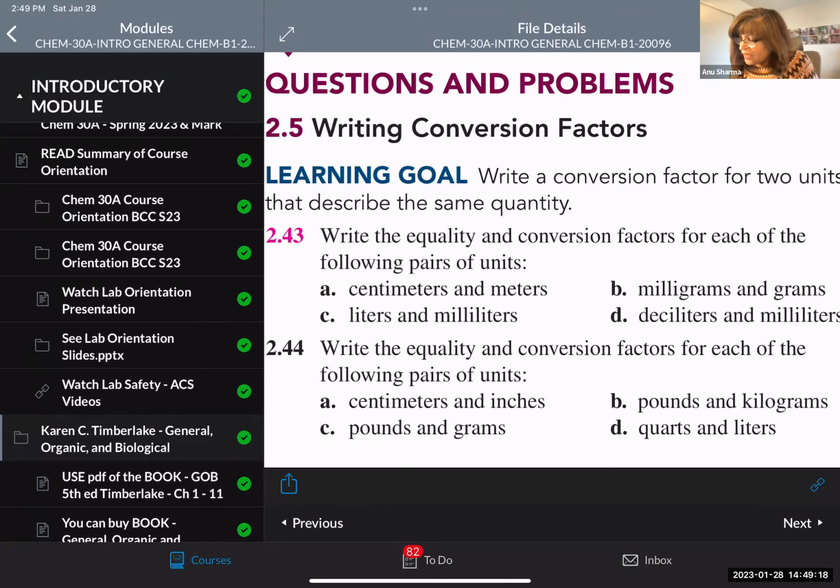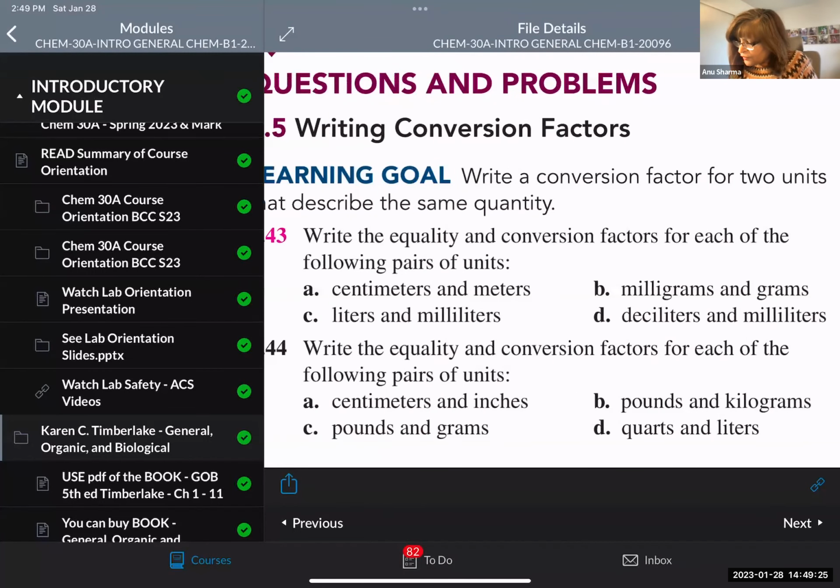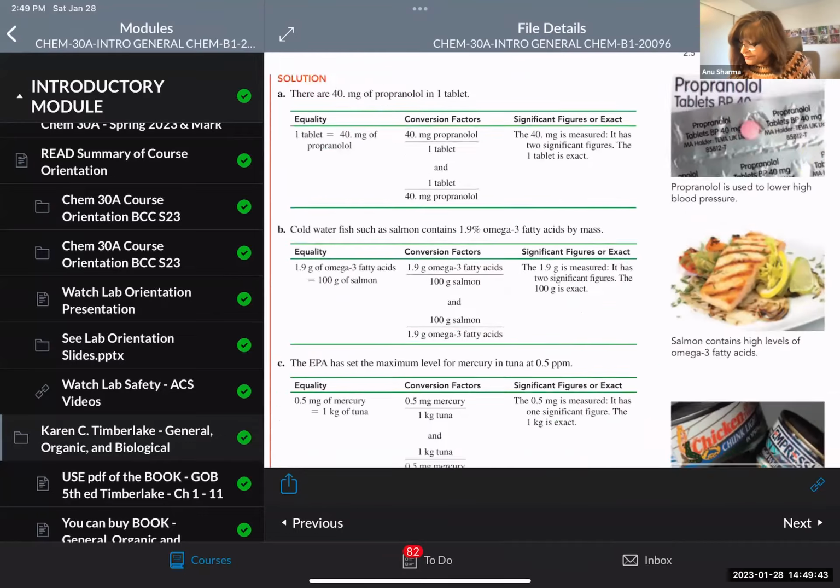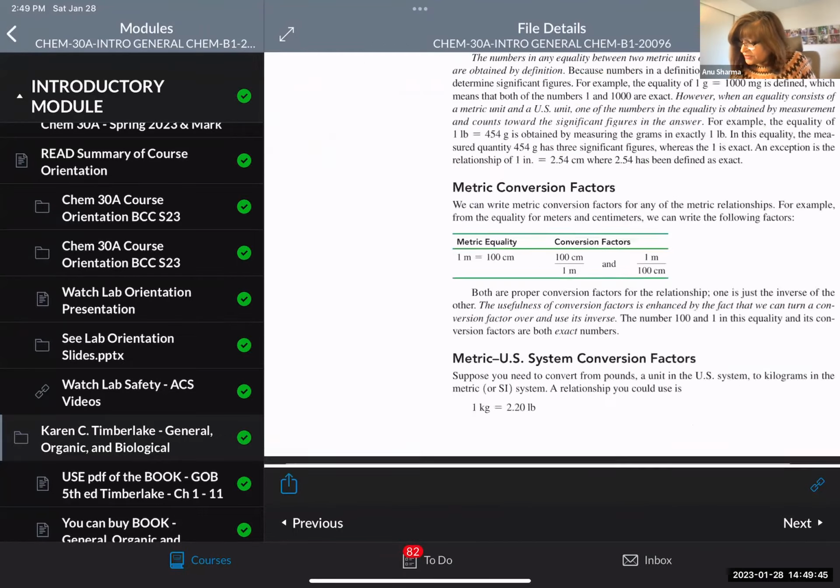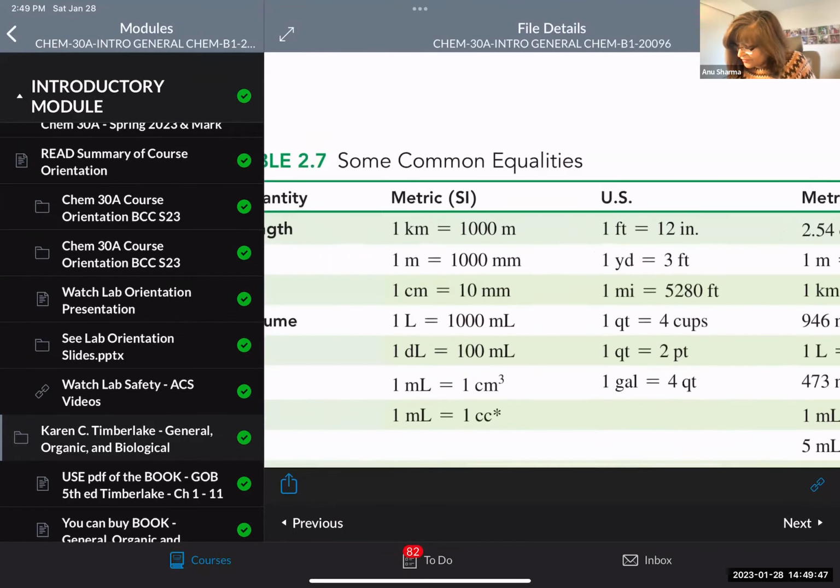Okay, so here, write the equality, problem number 2.43. Write the equality and the conversion factors for each of the following pairs of units. So centimeters and meters, how are they related? Liters and milliliters, how are they related? So you're going to write down the equality. Obviously, I'm not expecting you to memorize them, so refer to the table. So centimeters and meters. Let's look at the table, under length.